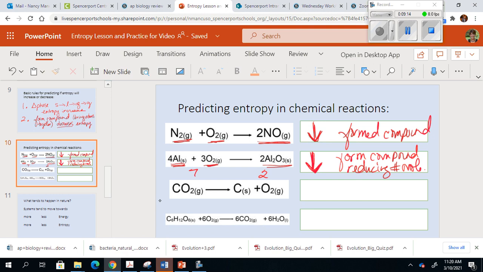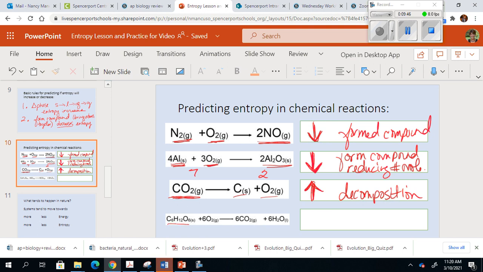All right, how about this one? I start off with carbon dioxide and I do decomposition and I break it back down into carbon and oxygen. When I do that, I'm breaking it apart, therefore I'm making it more disordered. So my entropy increases. Anytime you do decomposition and you are breaking something apart, you are making it more disorganized. So you're increasing the entropy.